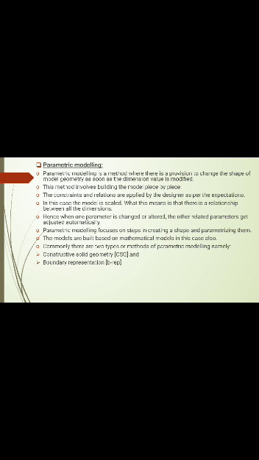Now the second type is called parametric modeling. There is a slight difference between the first type and the second type. Parametric modeling is a method where there is a provision to change the shape of the model geometry as soon as the dimension value is modified. This method involves building the model piece by piece.